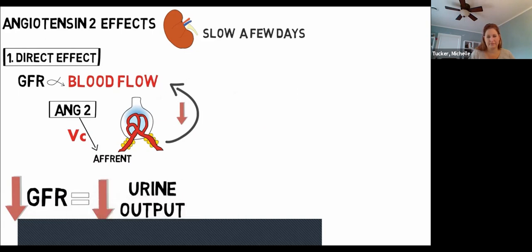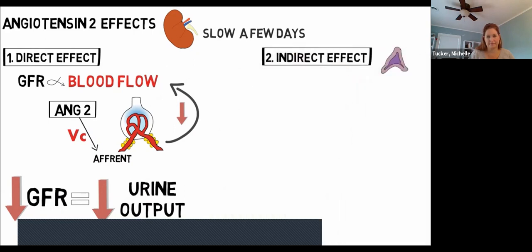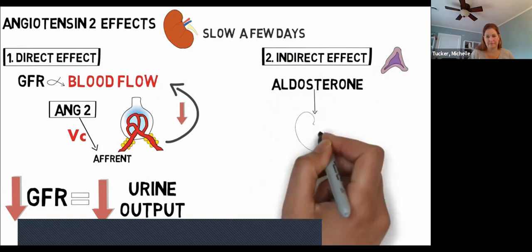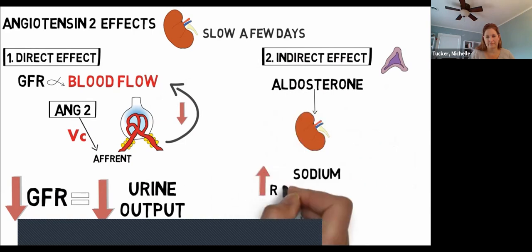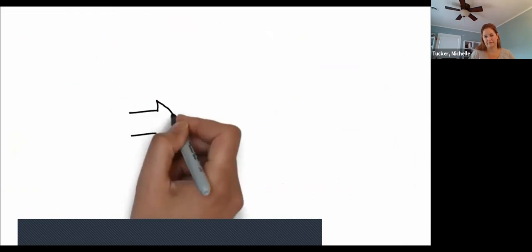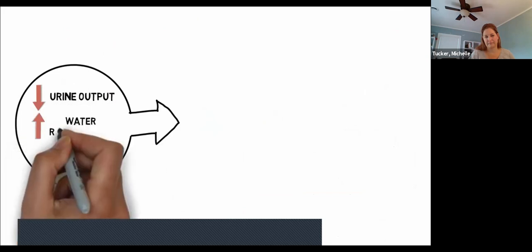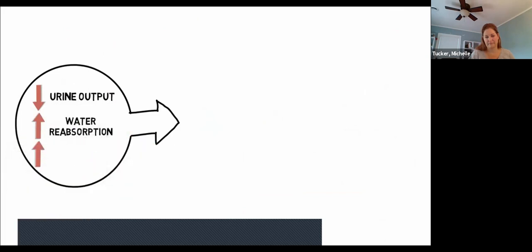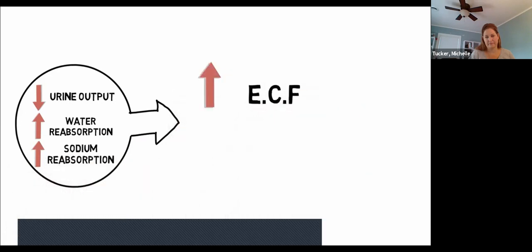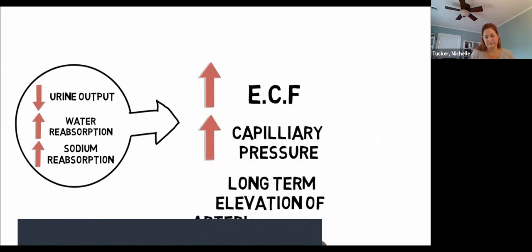Now, second is the indirect effect, in which the angiotensin II acts on the adrenal gland and releases aldosterone. Aldosterone in turn acts on the kidney and increases the sodium reabsorption as well as the water reabsorption. So we have a decreased urine output, an increase in the water reabsorption, and an increase in the sodium reabsorption. All these effects lead to an increase in the extracellular fluid of the body, an increase in the capillary pressure, and a long-term increase in the arterial pressure.